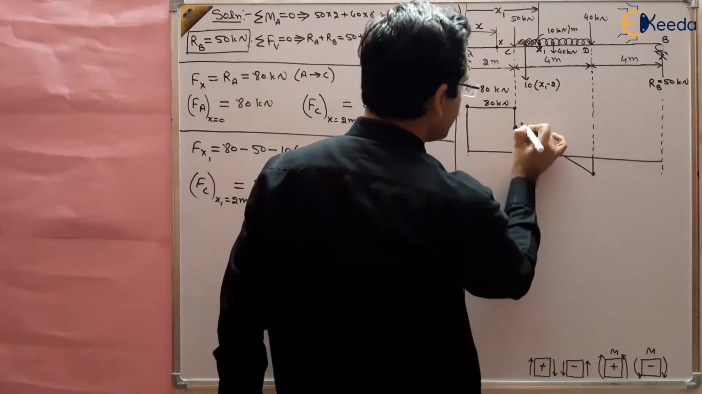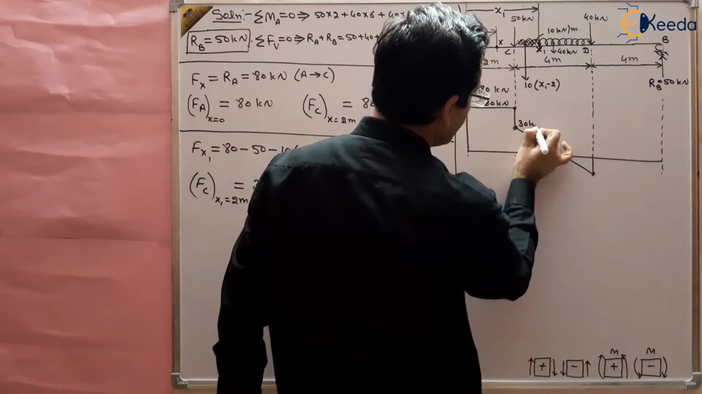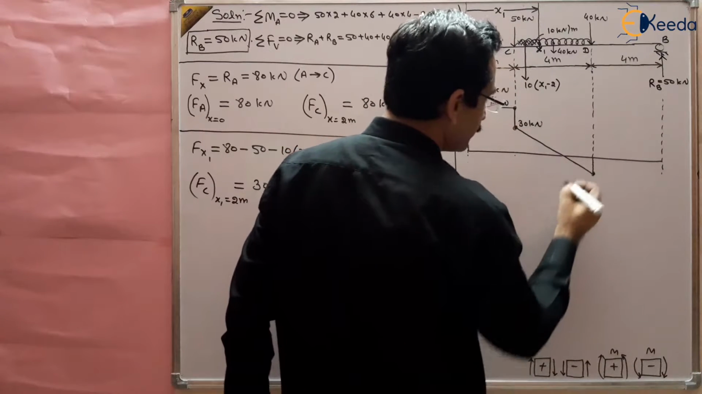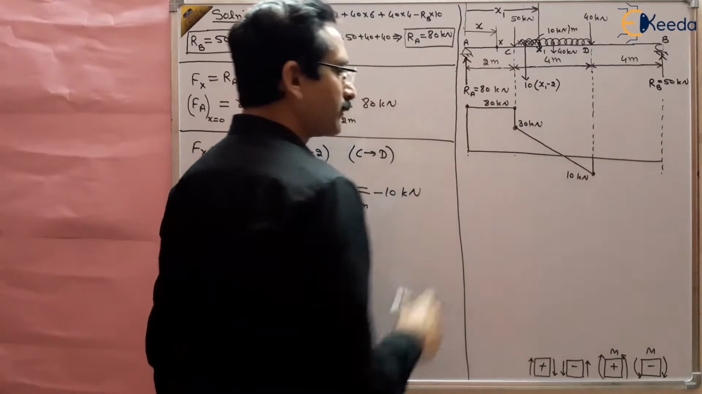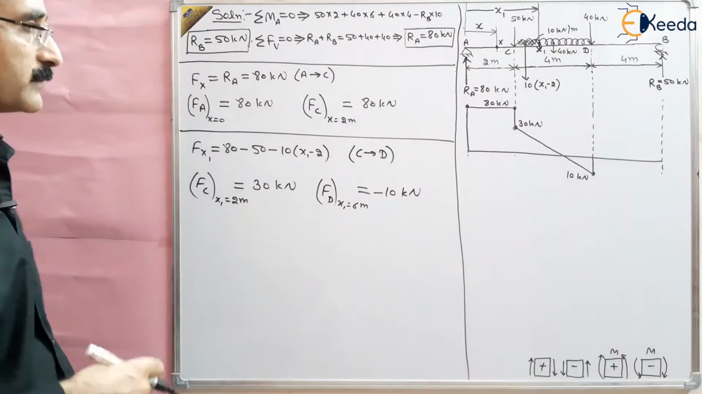This is a linear variation from 30 to 10, like this, right? This is 30 kilonewton, and this is 10 kilonewton. From 30 to 10, there is a linear variation.